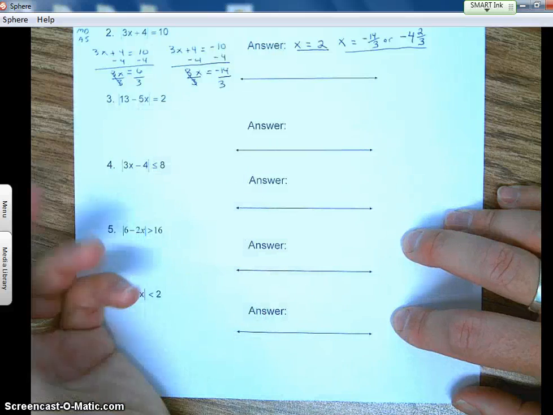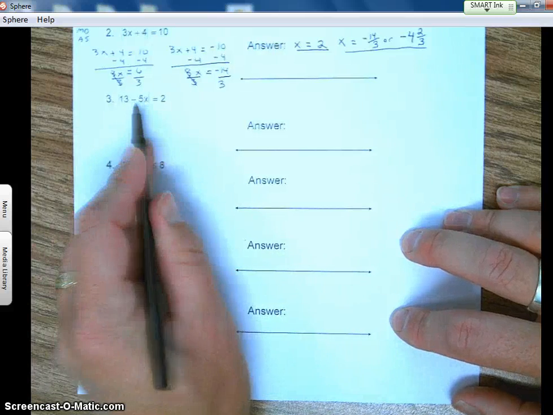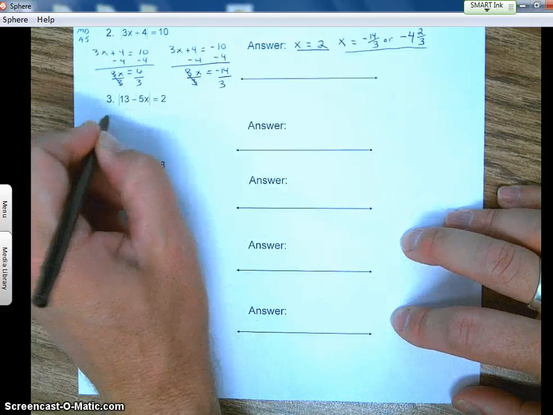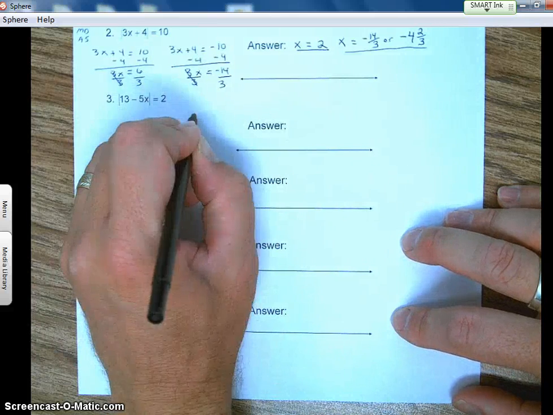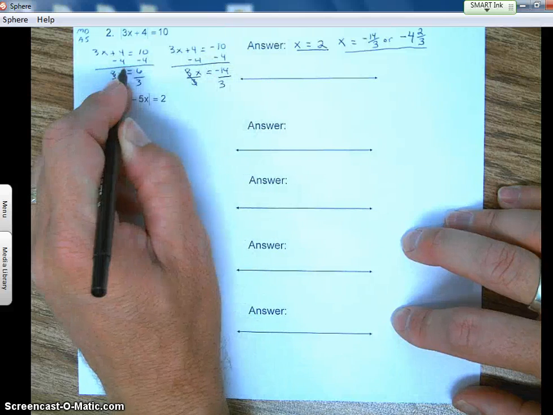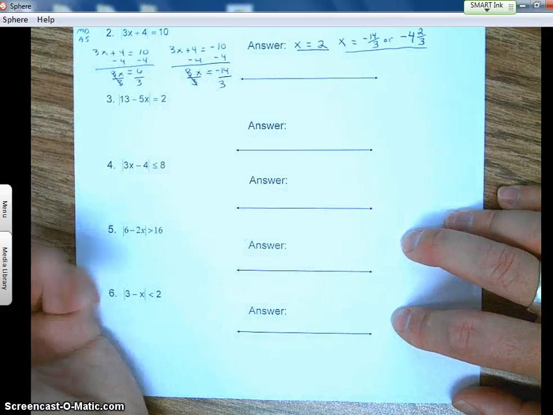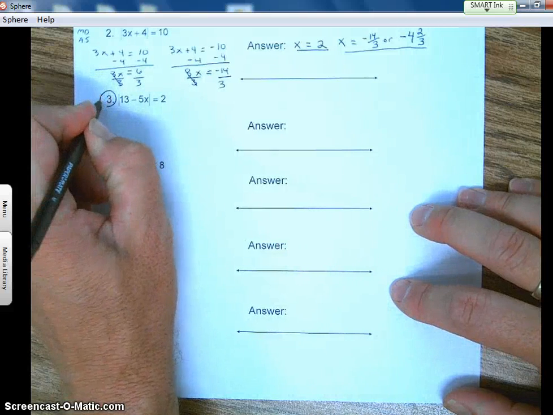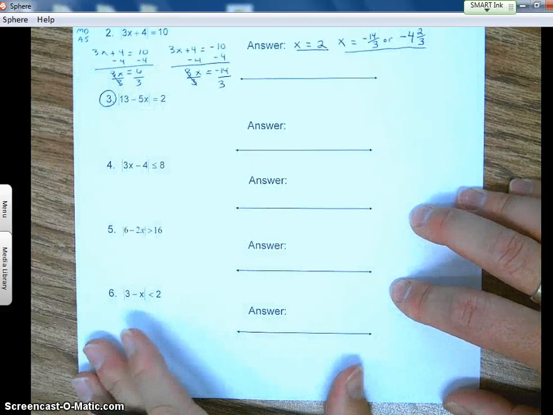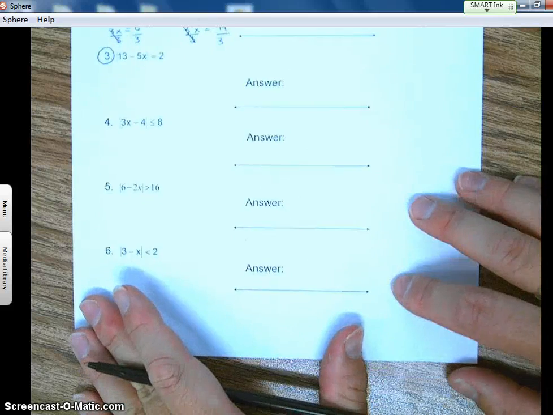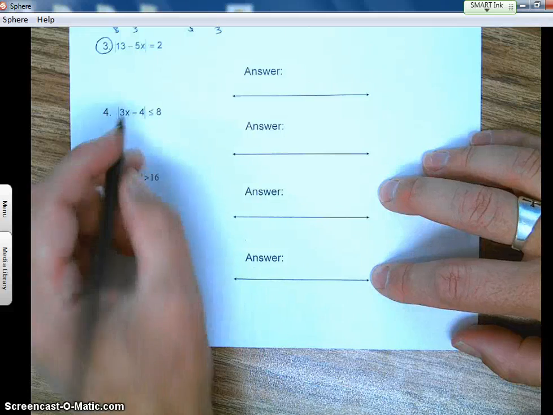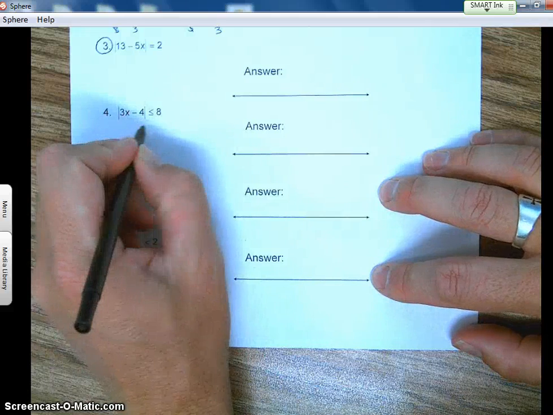Okay, so for number 3, same thing applies here. Why don't you set up the two equations, just like we did above, and solve for x on both of them, and then you'll have solved your first absolute value equation. All right, number 4. So similar here, but we're going to set this one up a little bit differently.